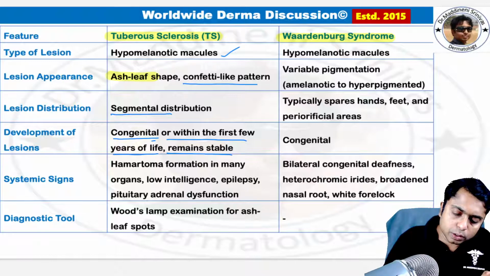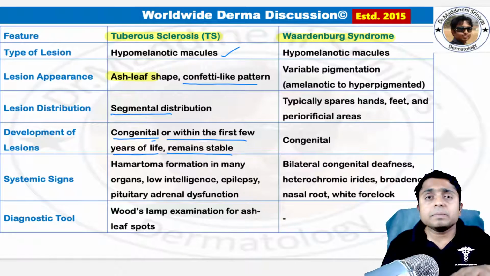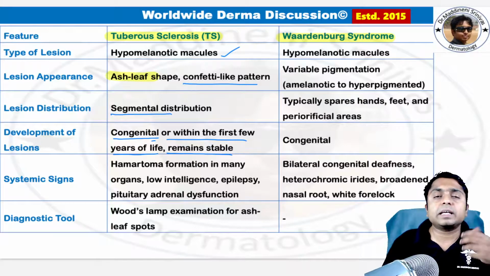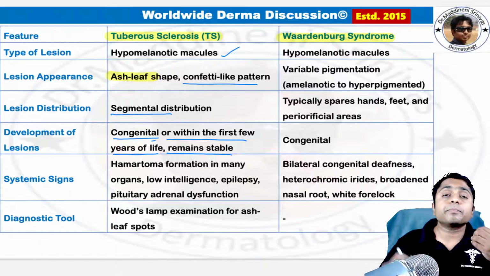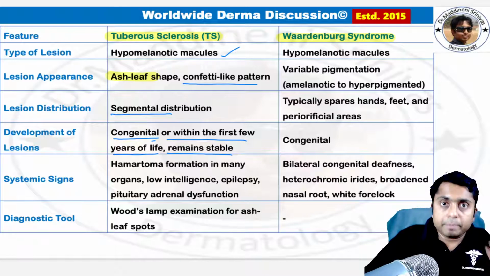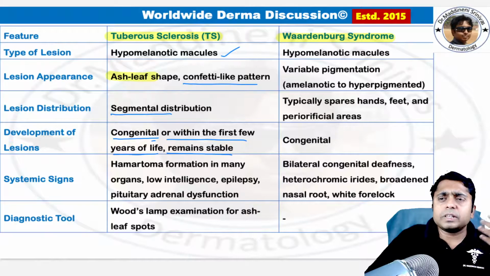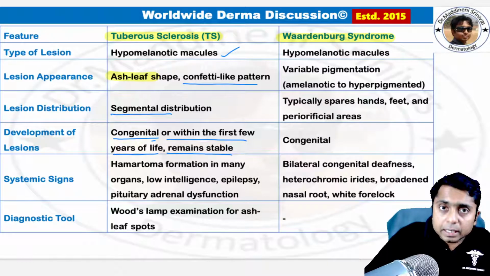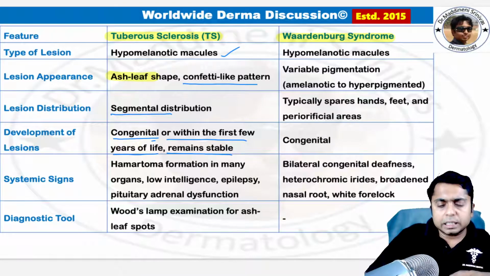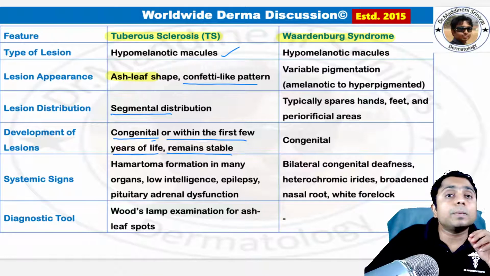You also have to remember that these individuals may have other manifestations, like for example adenoma sebaceum. There can be a shagreen patch, Koenen's tumors, mental retardation, and SEGA, subependymal giant cell astrocytomas, because of which there can be mental retardation and epilepsy. So these are all the other findings which you need to remember in tuberous sclerosis.